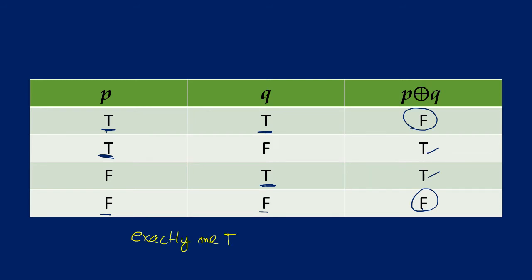Let me just write the truth table if it's or. What's the difference, class? For or like that, this row would be true, correct? This is true, this is true, this is false. So this row here, the first row, is the difference, all right?